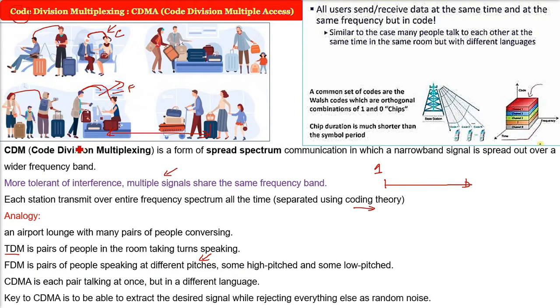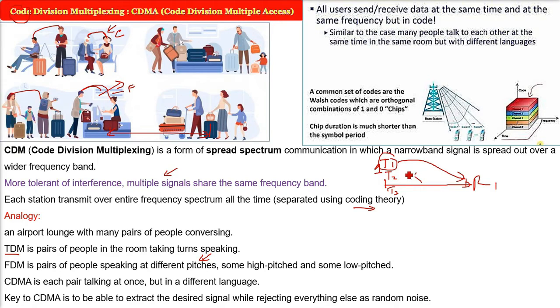So the key to CDMA is to be able to extract the desired signal, because multiple signals are being sent on the channel. So the receiver must extract the required, desired signal, and reject every other signal as random noise. This is CDMA.